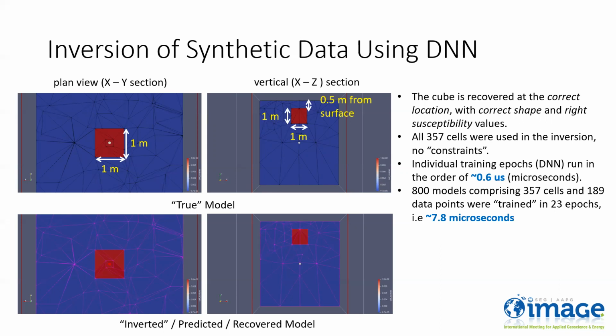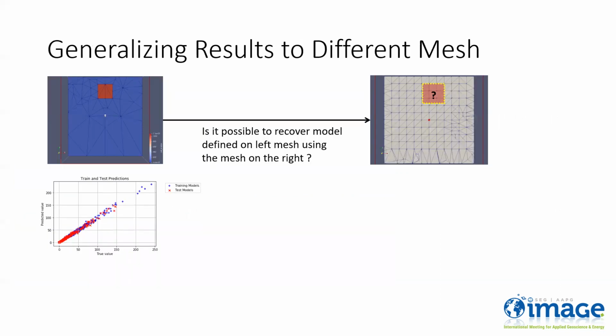So what's the catch? As most of you would have correctly surmised, it is indeed an inverse crime to recover models on the same mesh in which the training samples are generated. So rerunning this exercise on a more generic mesh shown on the right, we observed that the basic metric of the average model and model training and test parameters, which are on the x-axis, are quite similar to the predicted values on the y-axis, which are indicative of a well-trained network.